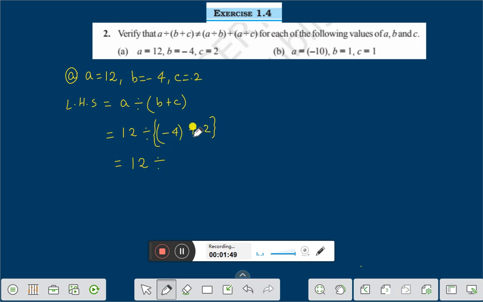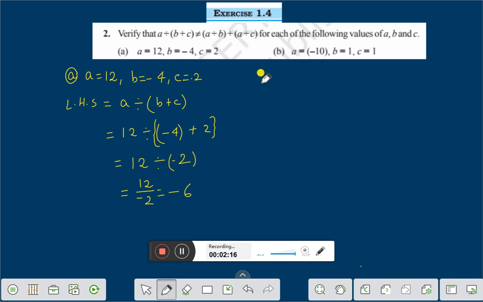One is plus, one is minus. Therefore you subtract the smaller number from the greater number. That is 4 minus 2 is 2. And which one is greater? 4 is greater than 2. Therefore the sign will be minus 2. Therefore you are getting 12 divided by minus 2. And that comes to plus divided by minus. The answer will be minus, and 2 6 is 12, that is minus 6.